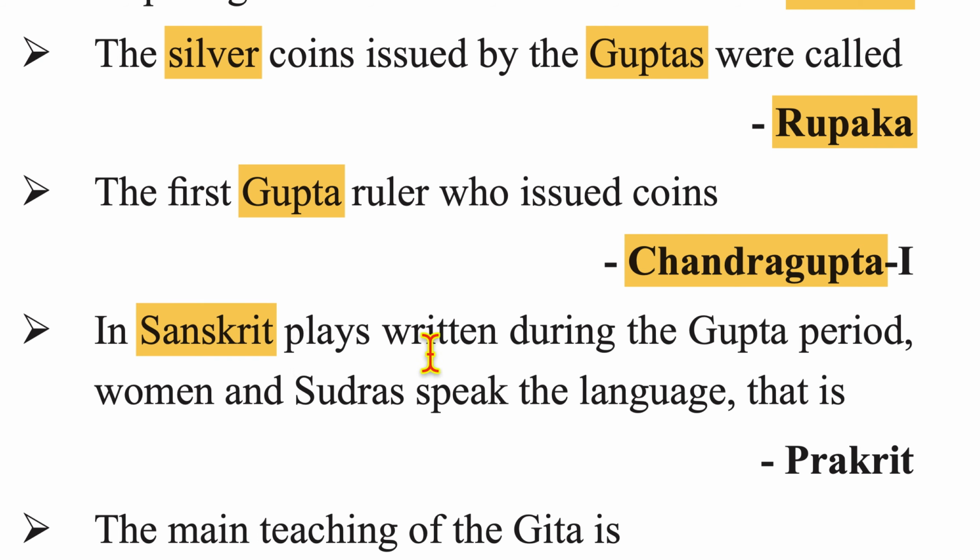In Sanskrit plays written during Gupta period, women and Shudras speak a language. That language is Prakrit.